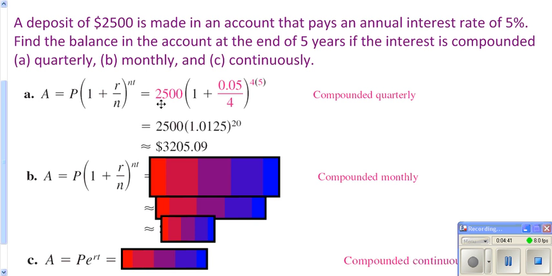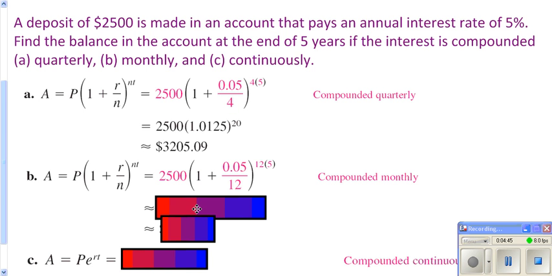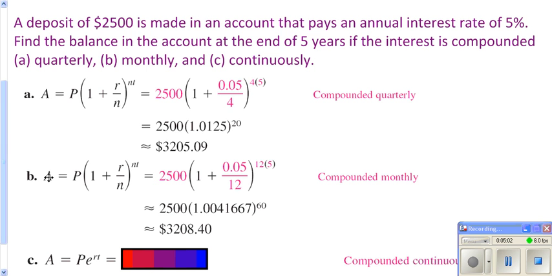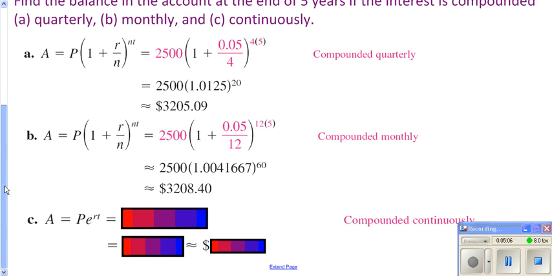Monthly, the only thing you change up here is your 4 would then become a 12 because it's 12 times a year. Here's your calculator ready form. Right here, you could type it in. If you want to type it in all in one line, you could. Just make sure that if you're typing it in all in one line, your exponent's all in parentheses, or you work out the 12 times 5 in your head. And there's your approximation.